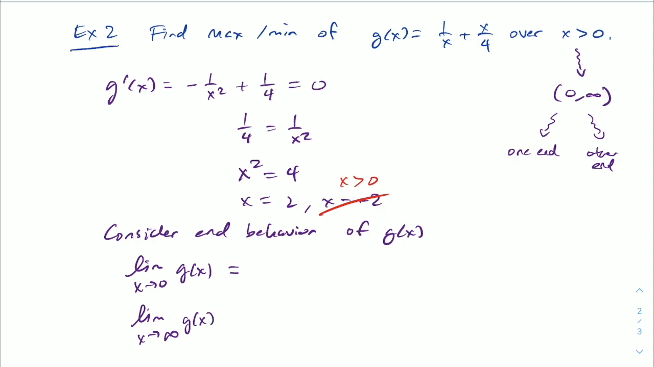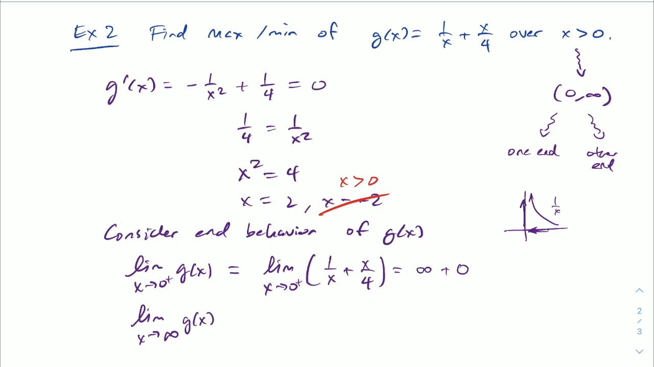So if we take the limit as x goes to 0 of g of x, we're taking the limit as x goes to 0 of 1 over x plus x over 4. As x goes to 0, look at 1 over x. 1 over x is going to blow up, so this is going to be infinity, and the x over 4 is going to be 0. Technically, we should be taking the limit as x goes to 0 from the right. And we're seeing that the outputs blow up.